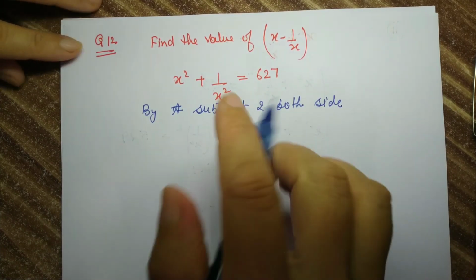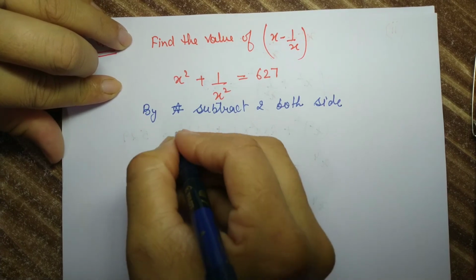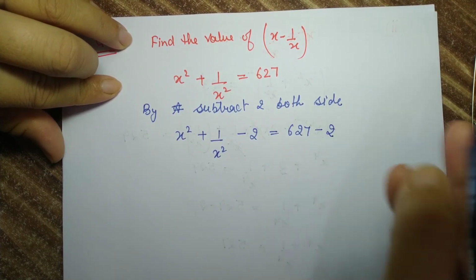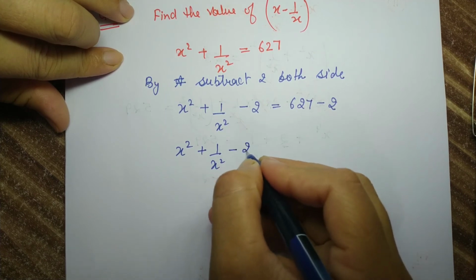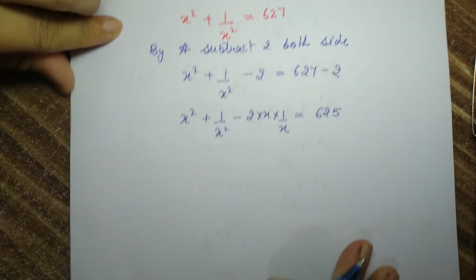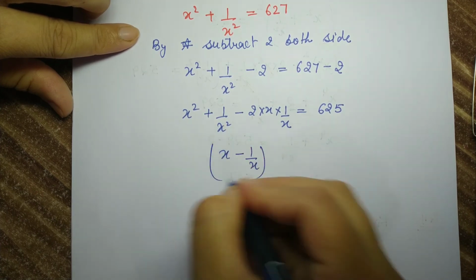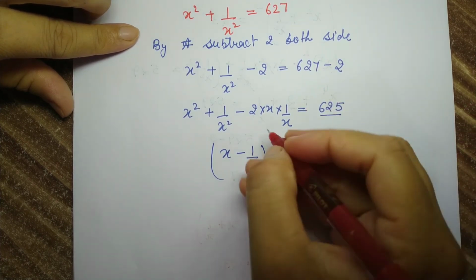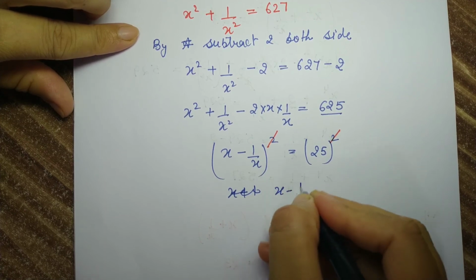Students, keep in mind, whenever an equation is given and on both sides we are doing the same procedure, its effect is always 0. So here x square plus 1 by x square, here is minus 2. And 627, here also minus 2, on both sides. Okay, now then after, same, if I multiply here x and 1 by x, its result is the same, 1 only. Now it becomes a square minus 2ab plus b square, (x minus 1 by x) whole square. That means 625 equals 25 whole square, because 625 means 25 multiplied by 25. Power cancelled by power, and x minus 1 by x, its value is 25.